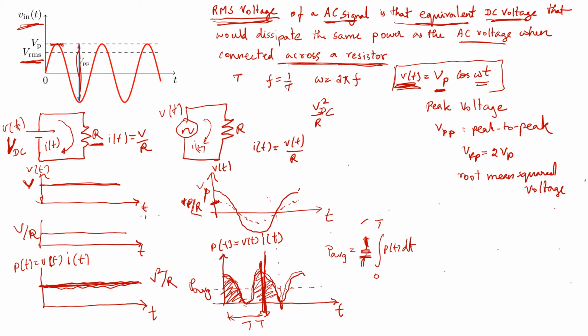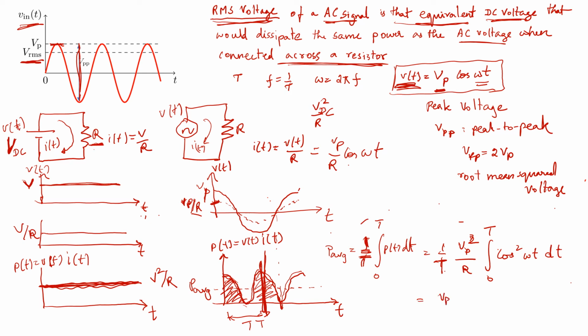In this case, since v of t is of the form Vp cosine omega t, then I of t is going to be Vp over R cosine omega t. So v of t times I of t averaged is 1 over T, Vp squared over R, integral 0 to T of cosine squared omega t dt. If you go ahead and do that integral, you would notice that this reduces to Vp squared over 2R.